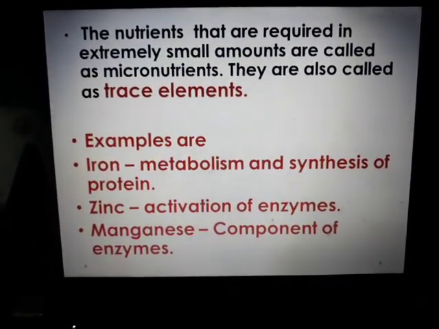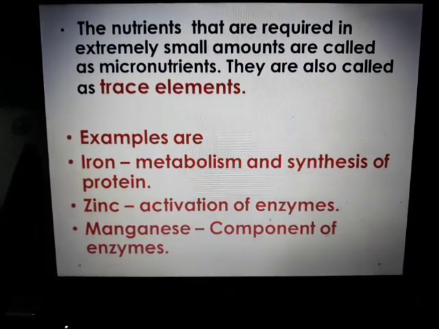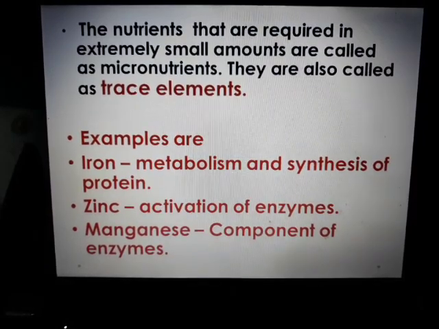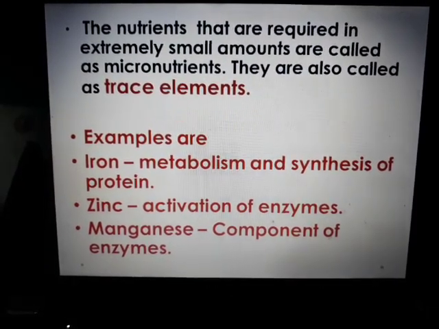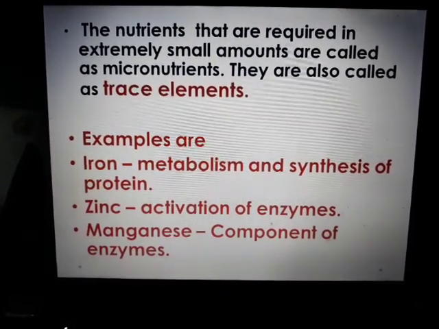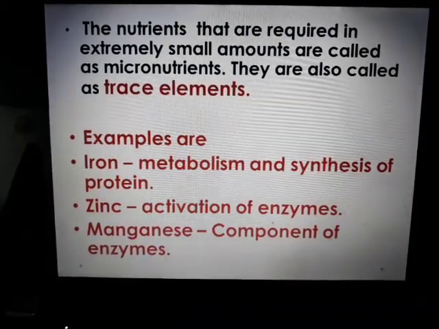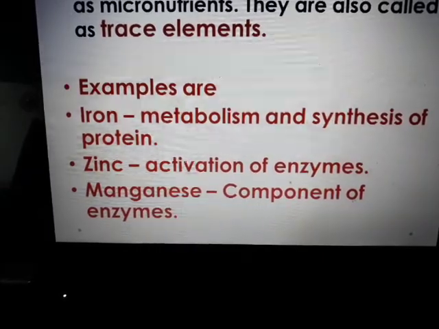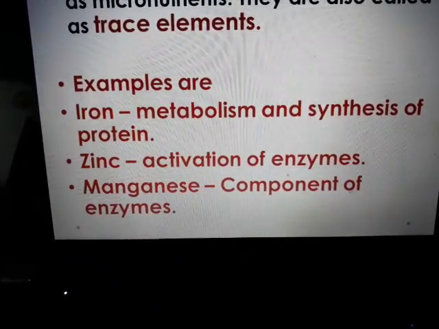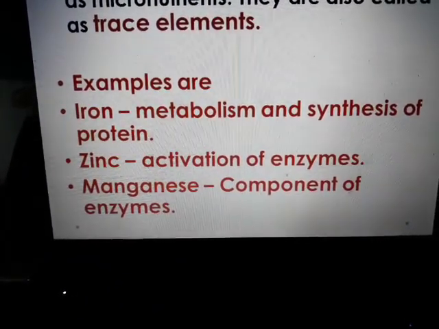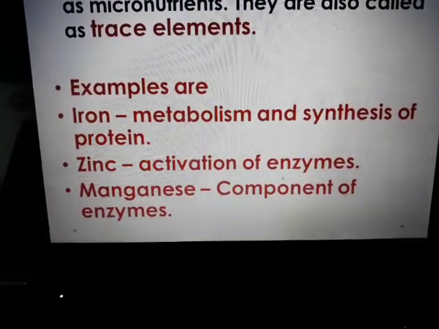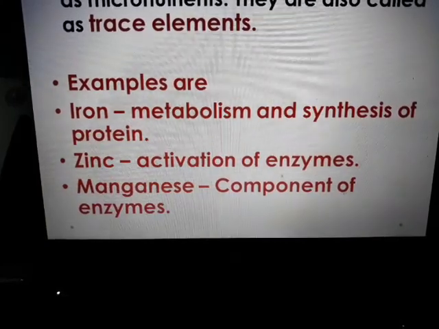Let us see what are micronutrients. The nutrients that are required in extremely small amounts, like we require vitamins and minerals. So here they are also called trace elements, because trace means small in quantity. Examples are iron, zinc, and manganese. In exam, most of the students get confused between magnesium and manganese. So here it is about manganese.